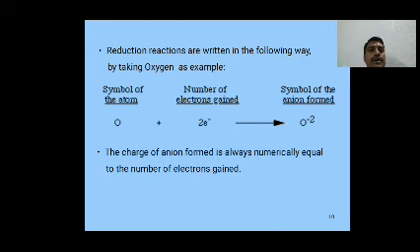The charge of an anion formed is always numerically equal to the number of electrons gained. The charge is always equal to how many electrons are gained from another substance, and that number of electrons is represented by a negative charge. In the above reaction, oxygen gains 2 electrons, so the oxygen charge is -2. In the case of nitrogen, it gains 3 electrons to form N-3. So that is equal to the number of electrons gained.